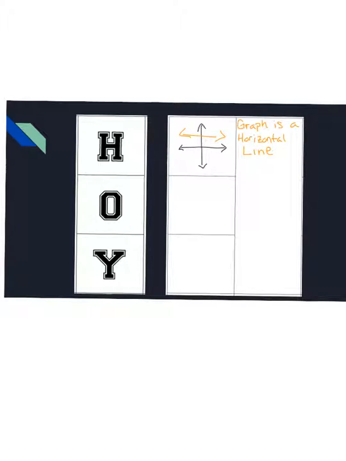And that black X and Y axis with the horizontal line, go ahead and write that on the back side of the letter H. That way you have room to write.